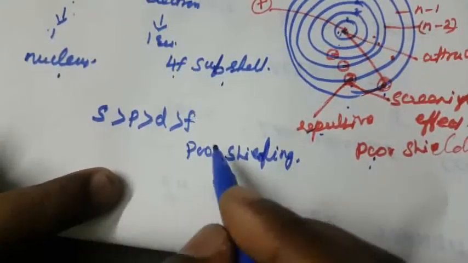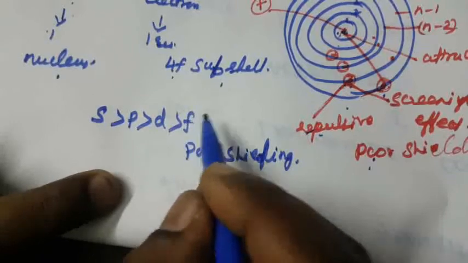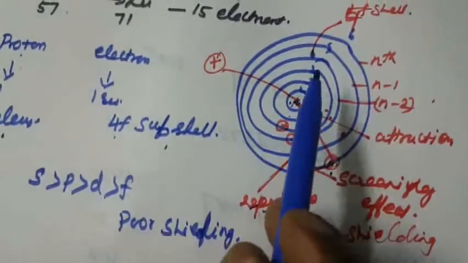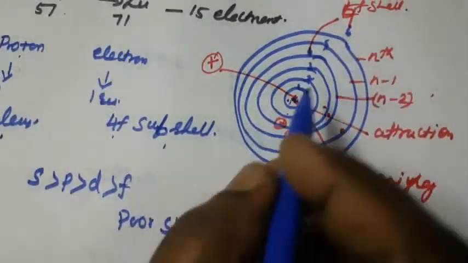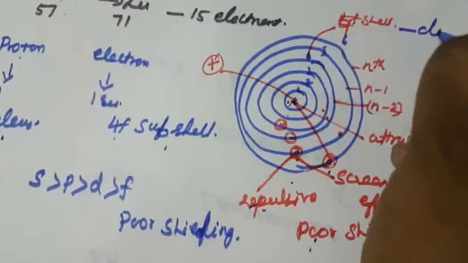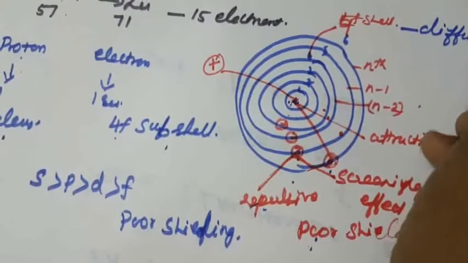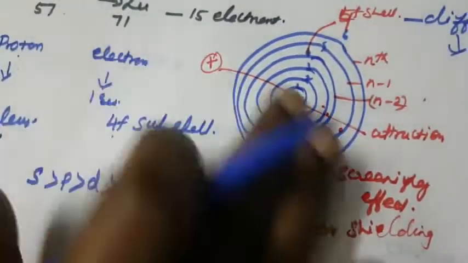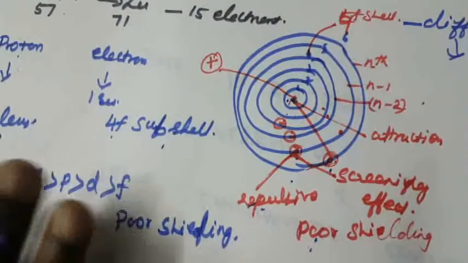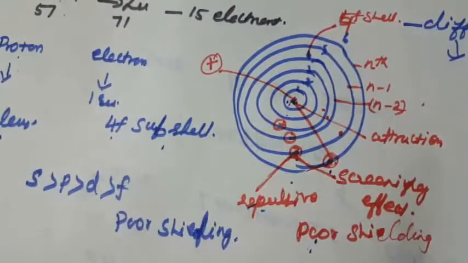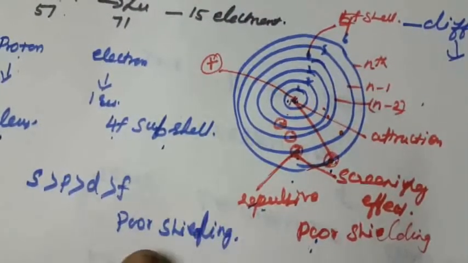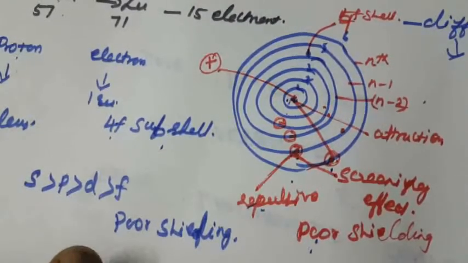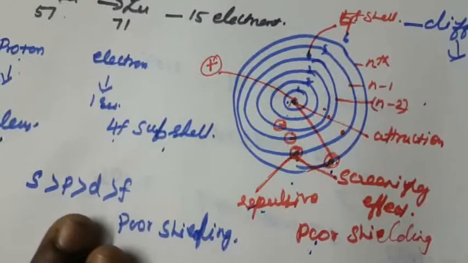What is the reason? The 4f electrons are diffused in nature. What is meant by diffused? It means the electrons are spread, scattered within the 4f orbitals. That is another reason. So the first is poor shielding, or screening effect, and the other is that the 4f orbitals are diffused. That is the lanthanide contraction.